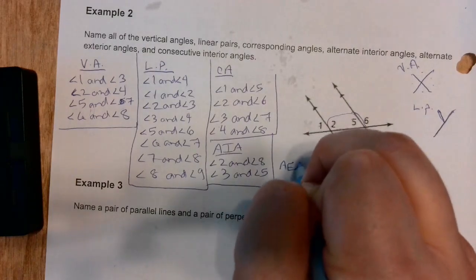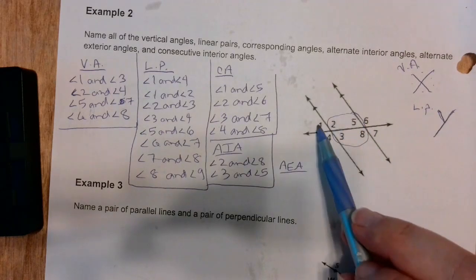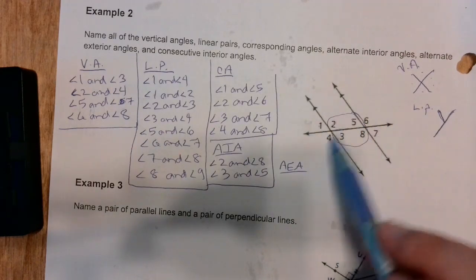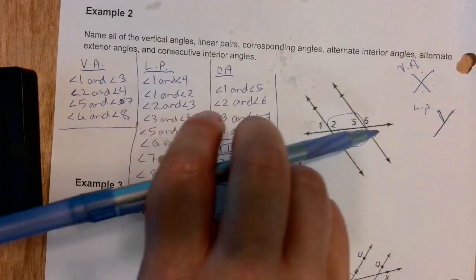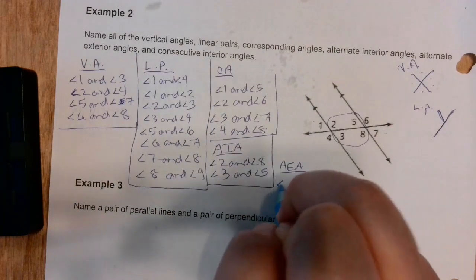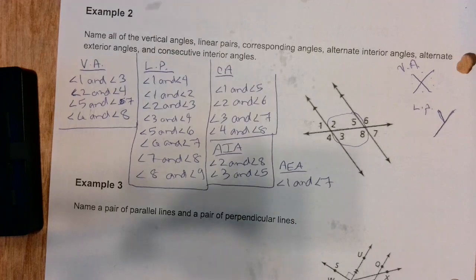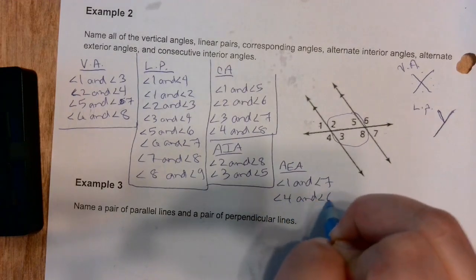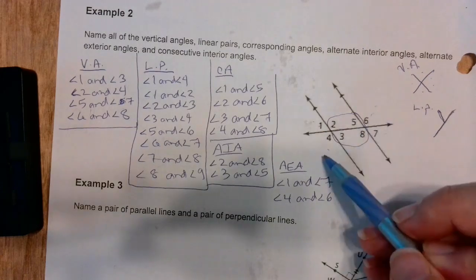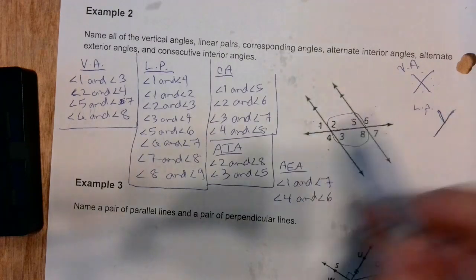Alternate exterior angles. Not the 2, 5, 3, 8. So it's the 1, 4, 6, and 7. Of the 1, 4, 6, 7, which one is opposite corner from the 1? It's the 7. And opposite corner from the 4 is the 6. One's top, one's bottom, and they're on the left and the right. They switch sides.